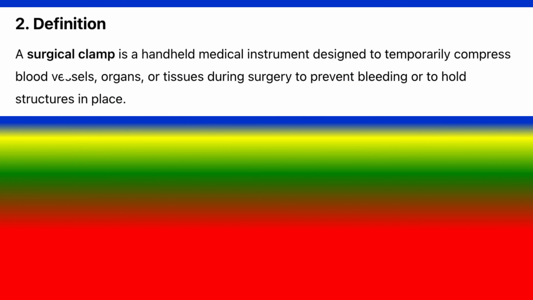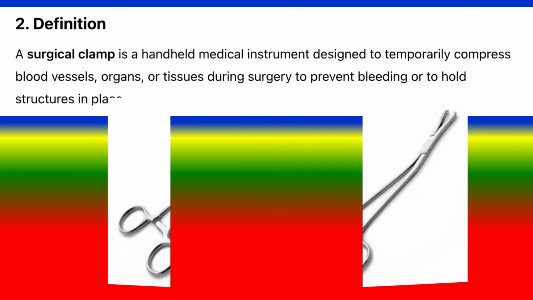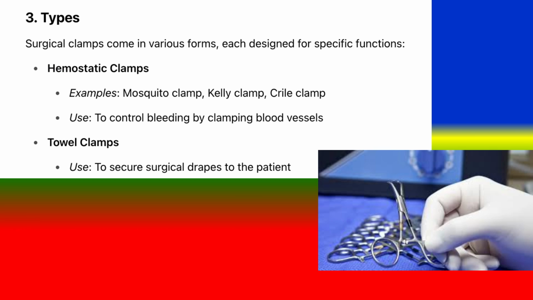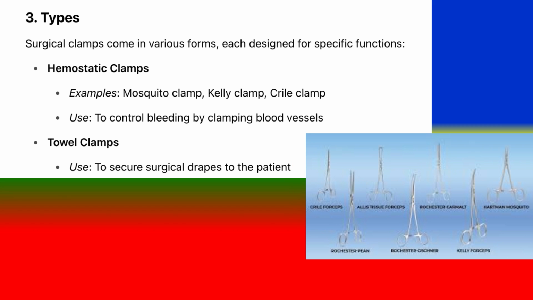2. Definition. A surgical clamp is a handheld medical instrument designed to temporarily compress blood vessels, organs, or tissues during surgery to prevent bleeding or to hold structures in place. 3. Types. Surgical clamps come in various forms, each designed for specific functions. Hemostatic clamps. Examples: mosquito clamp, Kelly clamp, cryo clamp. Used to control bleeding by clamping blood vessels.